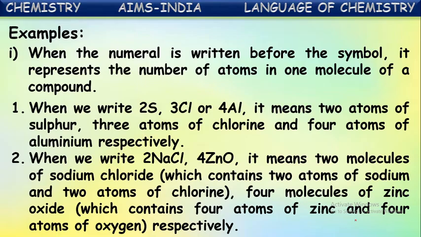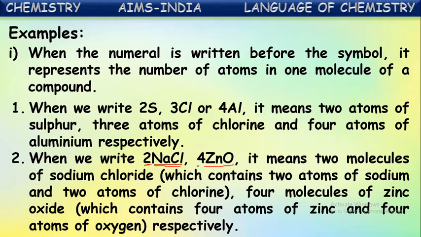When we write 2NaCl or 4ZnO, this means 2 molecules of sodium chloride. As we said, if any number is written in front of the molecular formula of a compound, here 2 is written in front of NaCl, and that represents the number of sodium chloride molecules. How many? 2NaCl means 2 sodium chloride molecules.